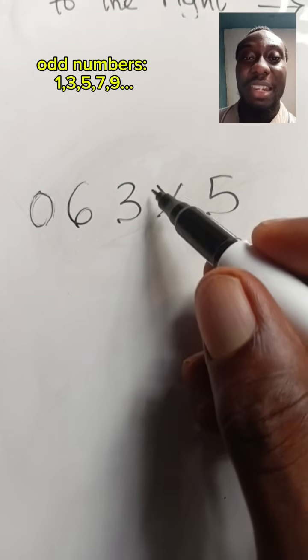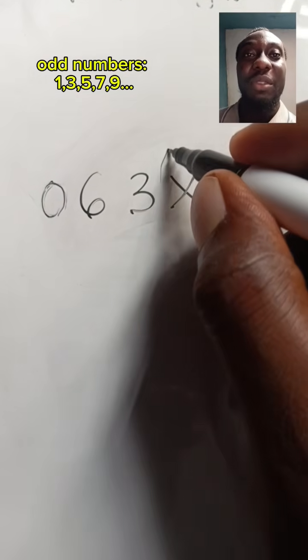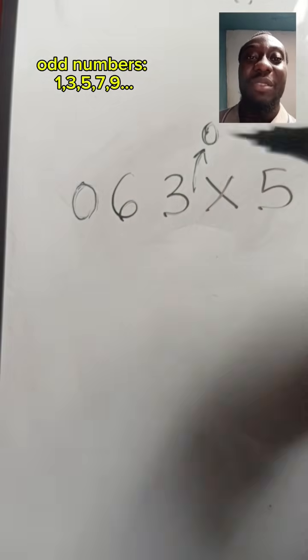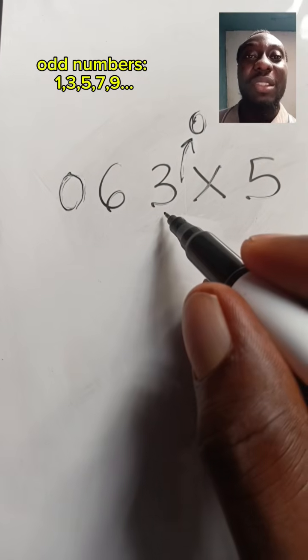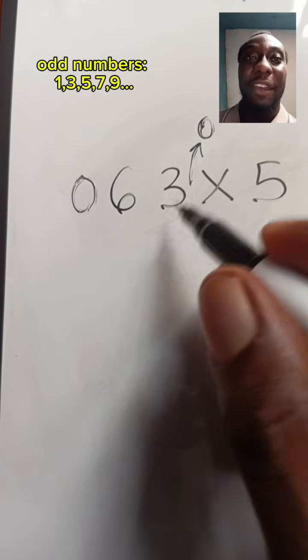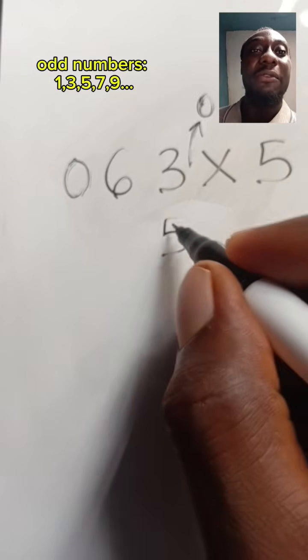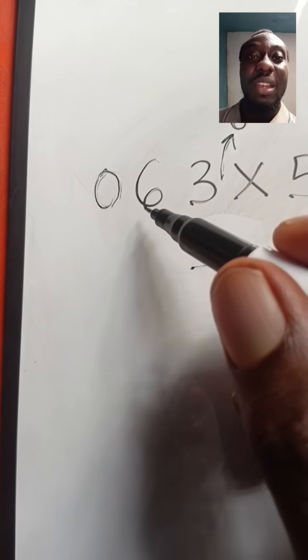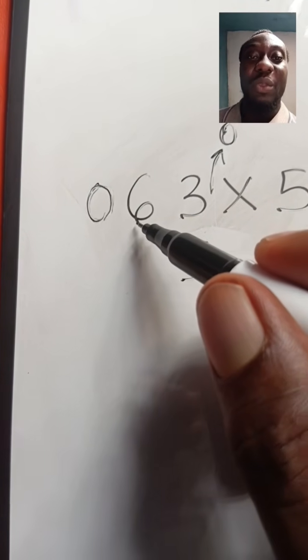3 does not have any neighbor this way, so the neighbor to 3 is 0. And half of 0 is still 0. But notice that 3 is an odd number. So if we add 5 to 0, we get 5 as our first answer. We move to the next digit, which is 6, and we're not going to do anything with 6.